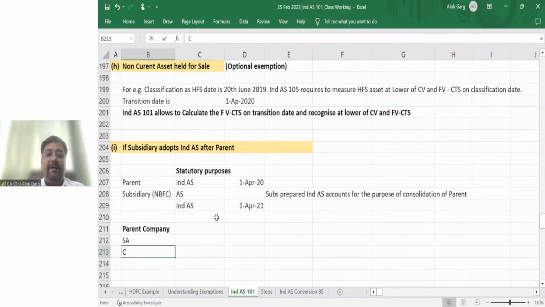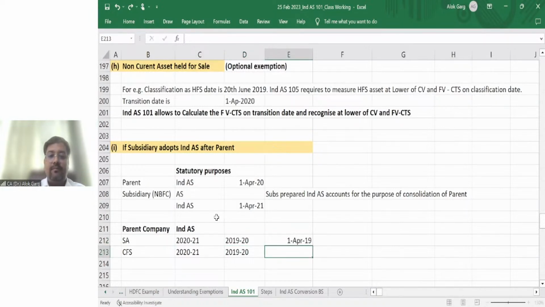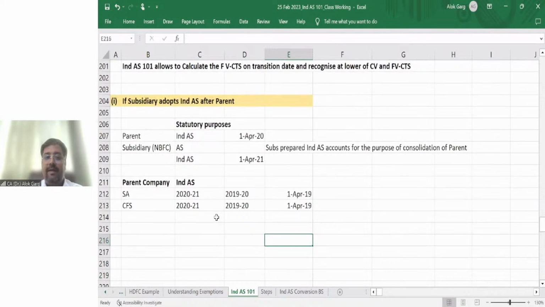Parent company standalone and parent company consolidated financial statements. The parent company is applying Ind AS. From which date will the parent company apply Ind AS? It is applying from 1st April 2020, which means 2021 is the first year. Again, for consol, 2021 is the first year. If 2021 is the first year, what is the comparative date? 2019-20. Then what is the transition date? 1st April 2019.